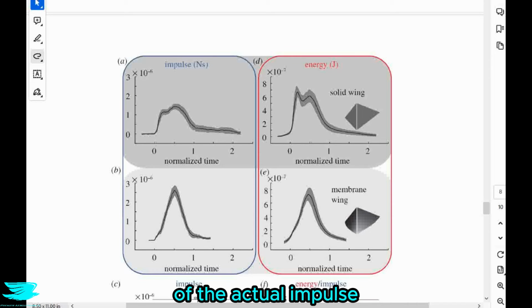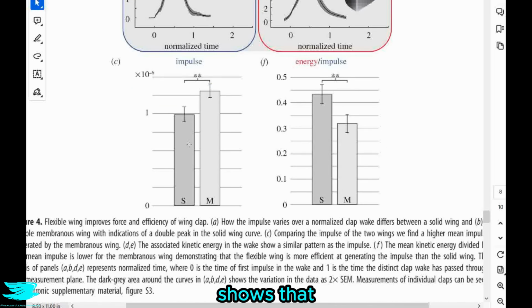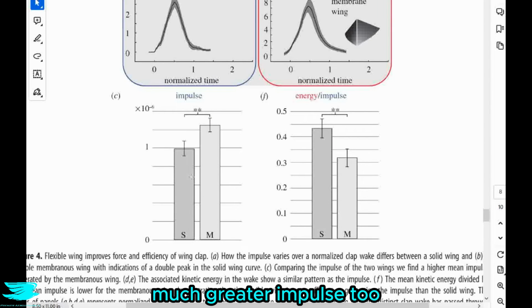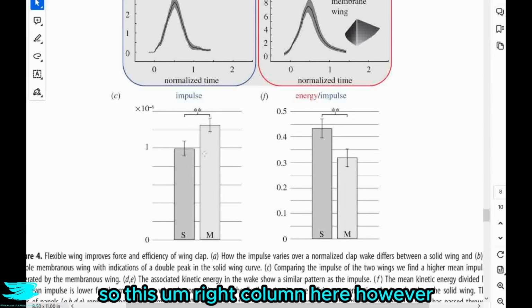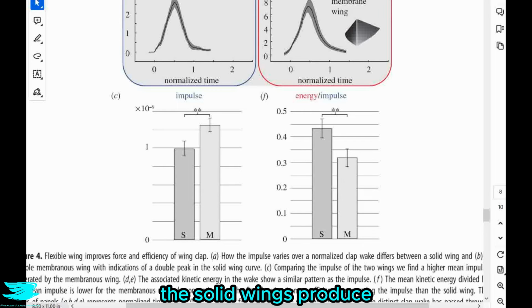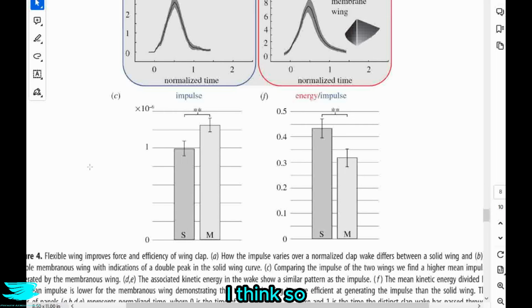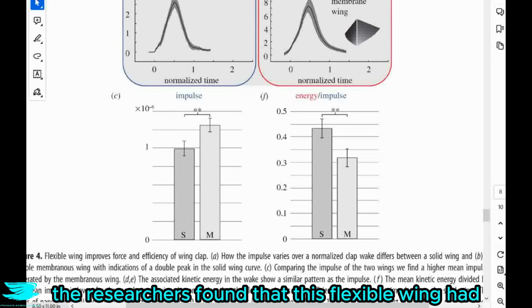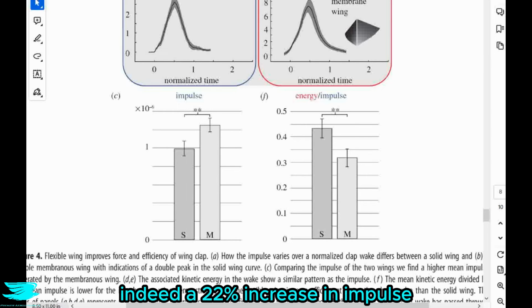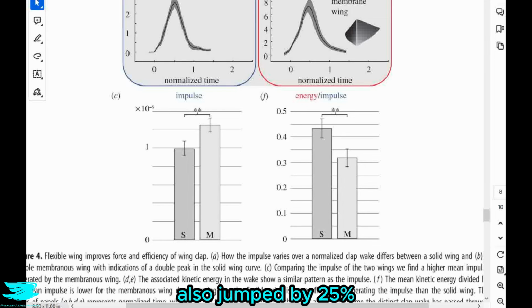In terms of the actual impulse, figure 4c shows that the flexible wings produce a much greater impulse too, so this right column here. However, the solid wings produce more energy per impulse, which I think is because it occurs over a longer period of time, I think. So the researchers found that this flexible wing had indeed a 22% increase in impulse, but surprisingly, the efficiency also jumped by 25%. That is really good. So these flexible wings are generally better overall.